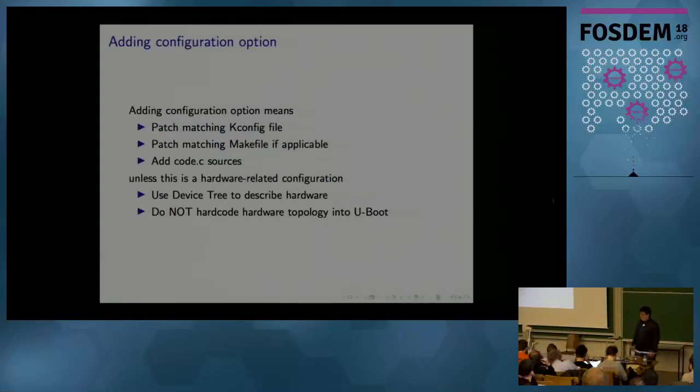Now, if you want to add any new stuff into the Kconfig-controlled files, just edit the matching Kconfig, and add a similar entry as you saw on the previous slide. You have some sources associated with that, add to the Makefile, add the sources, and that's it. It's that simple. Now, one thing which I would like to ask you is not to add hardware-specific stuff on platforms which are DT capable. So if you have a platform which is DT capable, you should add hardware-specific or hardware topology-specific stuff into the device tree instead of hard coding it into U-Boot or into the Kconfig system.